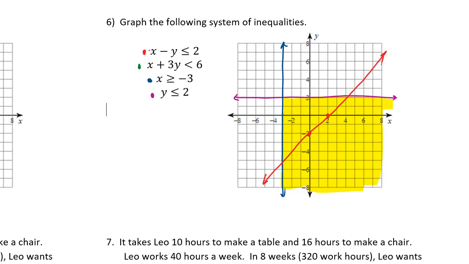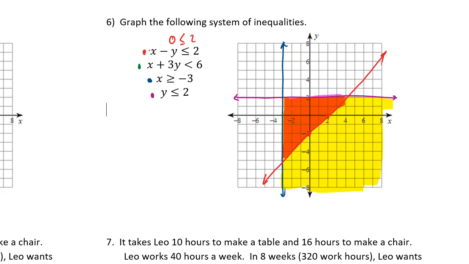All right, now we're going to use a test point. If I put 0 in there for x and 0 in there for y, I get the statement 0 is less than or equal to 2. And that is a true statement. So right now, my feasible region would be this region here, this little triangle. Okay, because that would be everything that's above that line that also intersects the previous yellow section. So I'm just going to focus on just that.